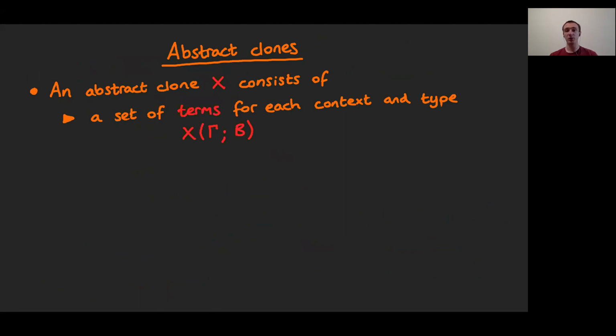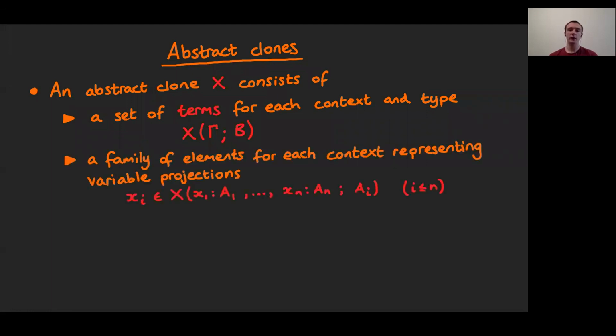So let me give you a slightly more precise definition of an abstract clone. So we're going to fix a set of types from the start. And then we're going to say an abstract clone consists of a set of terms for each context and each type. So by context here, I really mean a list of types. The variable names are not important. And then for each variable in each context, we're going to have a term, i.e. an element of one of these sets that corresponds to the projection of the variable from the context. So in other words, our terms are going to be closed under variables.